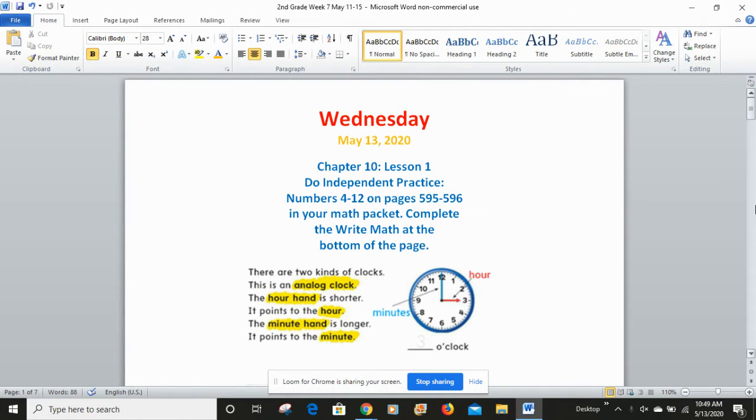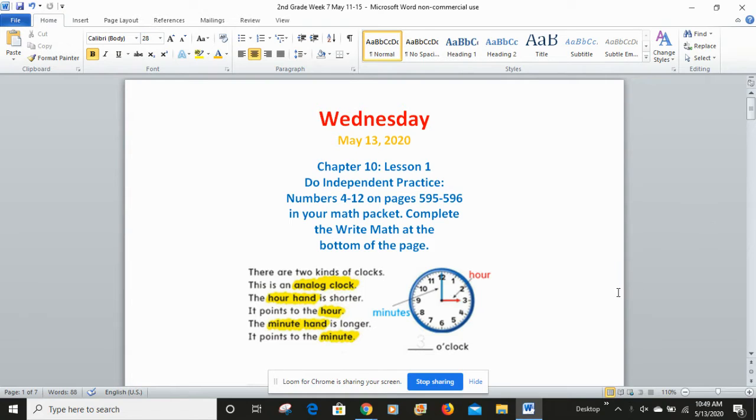It is Wednesday, May 13th, 2020. Today is a continuation of Lesson 1 from Chapter 10 about telling time to the hour. It says do independent practice numbers 4 through 12 on pages 595 through 596 in your math packet. Complete the right math at the bottom of the page.